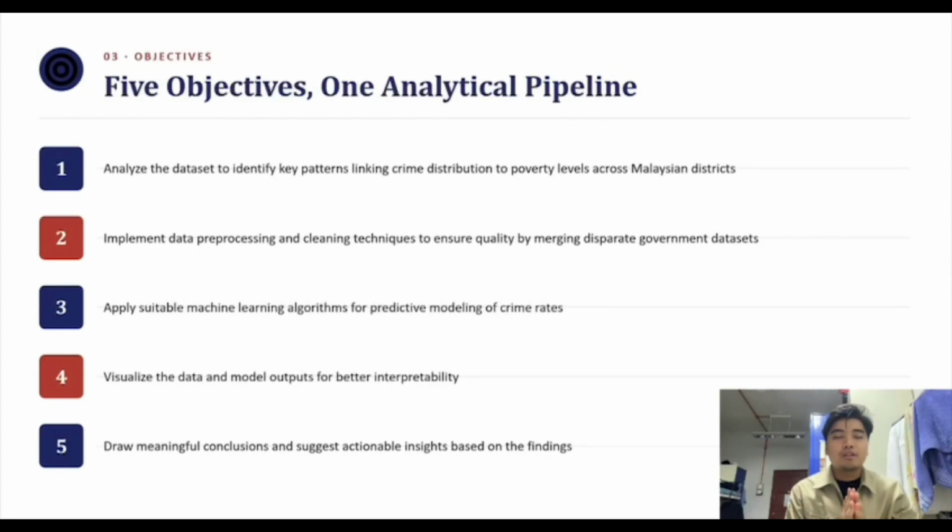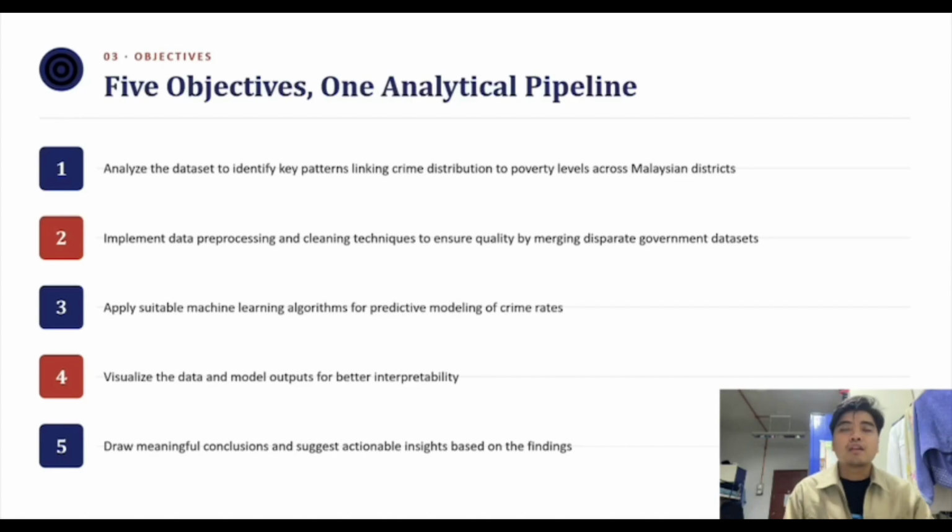Assalamualaikum warahmatullahi wabarakatuh. Moving on to our objectives, we have five main ones. First, to analyze the dataset and identify key patterns linking crime distribution to poverty level across Malaysian districts. Second, to implement proper data pre-processing and cleaning techniques since we had to merge several different government datasets. Third, to apply suitable machine learning algorithms to build a predictive model for crime rates. Fourth, to visualize both the data and our model output so our findings are easy to interpret. Last but not least, to draw meaningful conclusions and suggest actionable insights based on what we found.